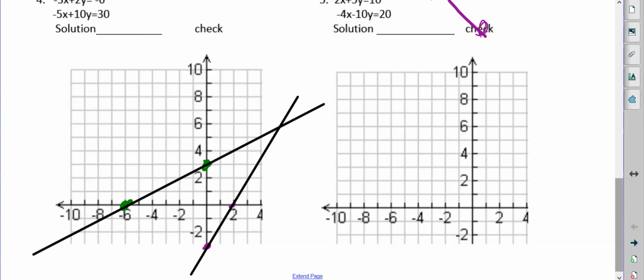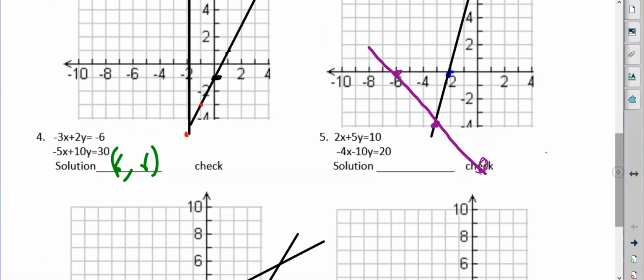So this looks like it's going to meet about 6, 6. So I'm going to plug in 6, 6 and check. So -3 times 6 plus 2 times 6 equals -6. So this is -18 plus 12 equals -6. Check. -5 times 6 plus 10 times 6 equals 30. That's -30. 60 minus 30 is 30. Check. So the point is 6, 6.